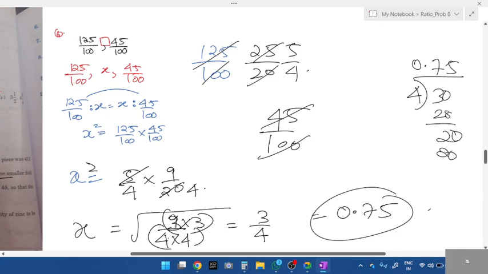Where did we go wrong? Everything is correct, right? There is a printing mistake in the textbook, I think. It should be 0.75. That's it, students. What problem? I'll solve any one question. We'll end the class.